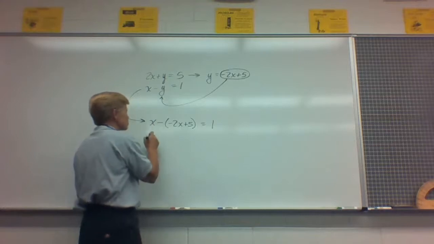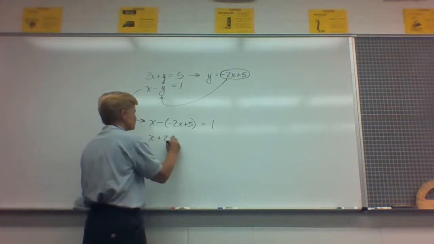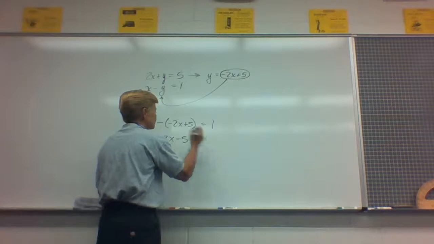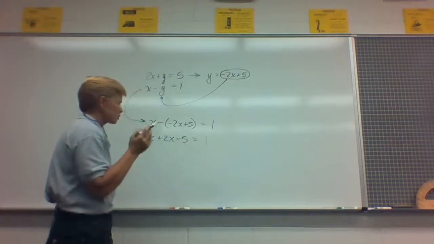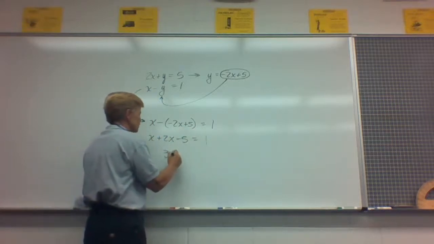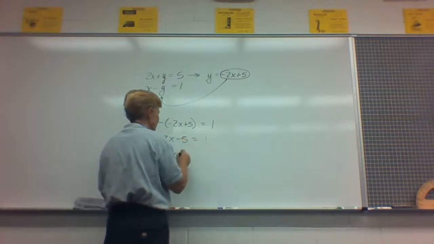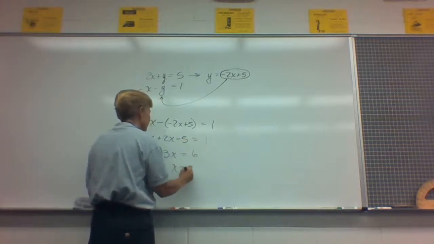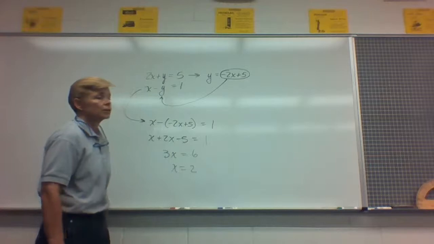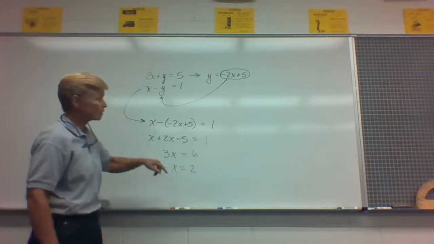So the first thing I'm going to do is distribute that negative. I'm going to do 2 moves. The next one, I'm going to combine these, which would be 3x, and at the same time kick this 5 over and add it. And divide. Did you catch that? Then there's another substitution.